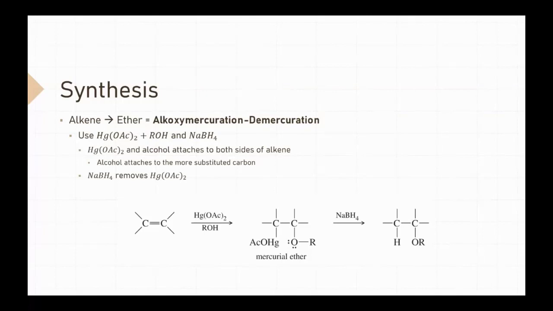So the mercury will attach to one of the alkene carbons, and your R alcohol group will attach on the other side, and then the NaBH4 just removes that mercury group. Remember, the alcohol will attach to the more substituted carbon. So if the carbon on the left is tertiary and the carbon on the right is secondary, the alcohol will attach to the tertiary side.